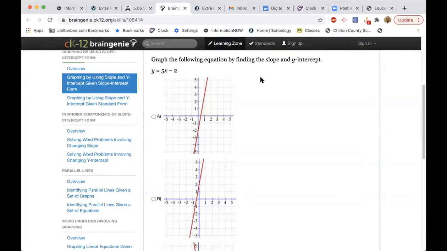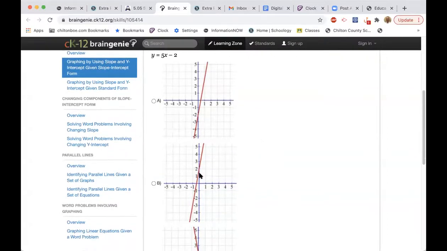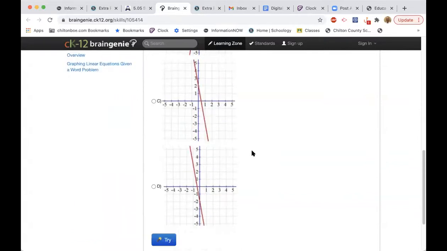Let's look at a multiple choice. My equation is y equals 5x minus 2. So instantly I'm going to look for a y-intercept of -2 and a positive slope. Here I have a y-intercept of -2 and a positive slope. It could be A. Can't be B. It has a y-intercept of +2. I'm looking for a y-intercept of -2.